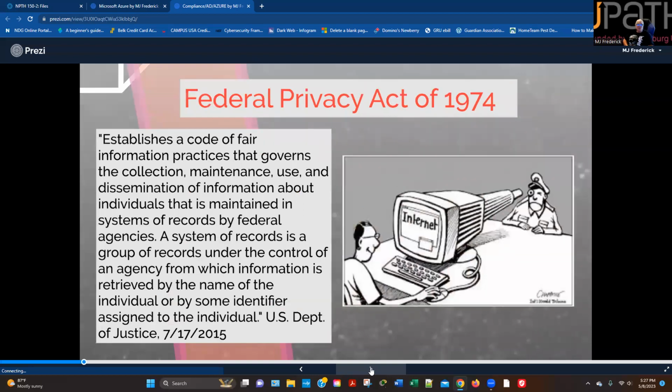Now, from the U.S. Justice Department in 2015, and it still applies today, the consideration of federal privacy is from 1974, which establishes a code of fair information practices that governs the collection, maintenance, use, and dissemination of information about individuals that is maintained in systems of records by federal agencies. A system of records is a group of records from which they can derive your information: something identifiable to you, your name, your address, your social security number, your work number, anything that's retrieved under your name or some type of identifier assigned to you. So they do keep records.